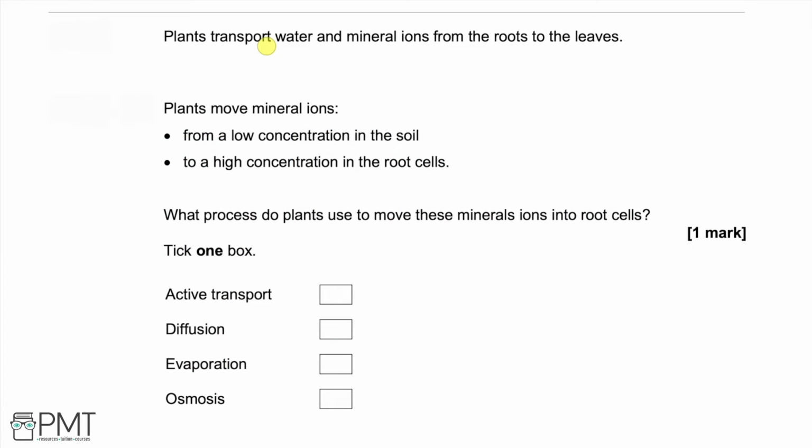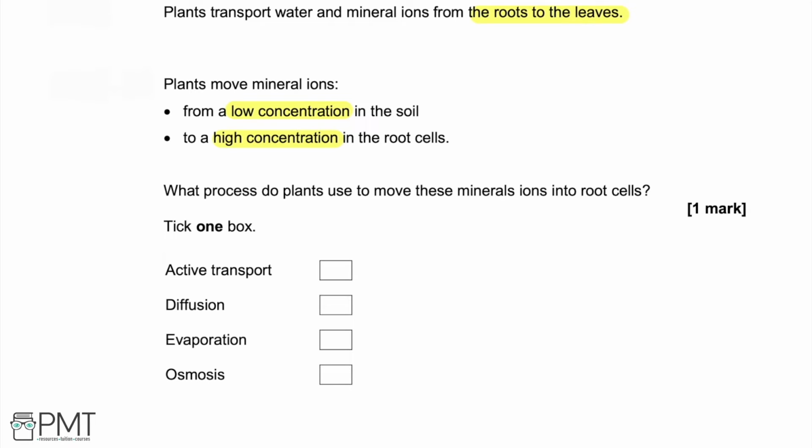Plants transport water and mineral ions from the roots to the leaves. Plants move mineral ions from an area of low concentration in the soil to a high concentration in the root cells. What process do plants use to move these mineral ions into root cells? Tick one box. Let's have a look at the processes.